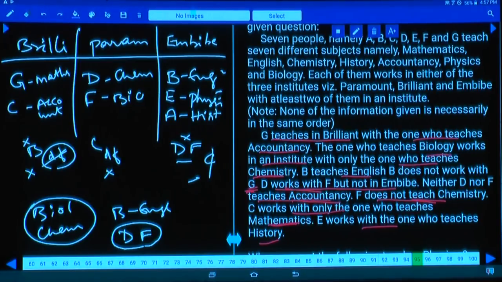Clear now? E must teach physics. And this is the final order, and in total we have some 7 persons. In Brilliant there are 2 persons working: G, mathematics, and C, accountancy. In Paramount, D, chemistry, and F, biology. And in MBIB, B, English, E, physics, and A, history.